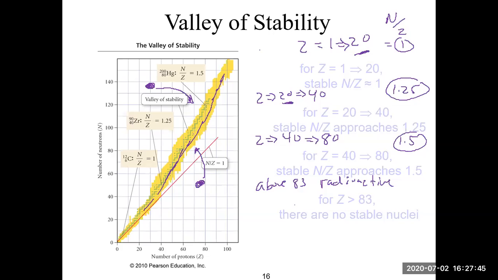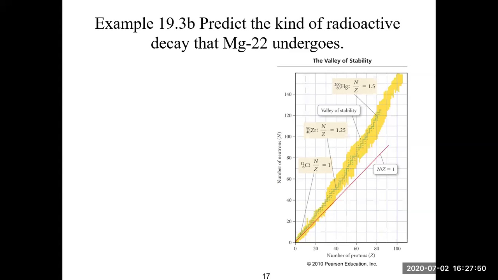So let's take a look at how this actually comes into play. I'm going to give you a second here to try to figure it out. If we have magnesium 22, is it stable? And if it's not stable, what type of decay process will it undergo? And while you're at it, why don't you write the equation for the decay process it undergoes? So take a minute or so and try to figure out what's going to happen here with our magnesium 22.